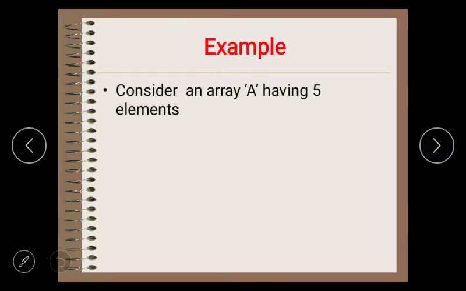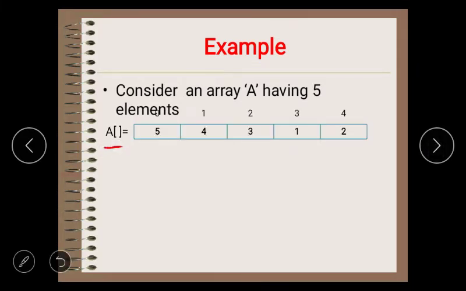Consider an array which has 5 elements. This is the array A, which has the 5 elements 5, 4, 3, 1, 2 with the index values 0 to 4. As we know, the index range starts from 0 to n minus 1, where n is the number of elements present in the array. Here the number of elements is 5, so n minus 1 is 4. That is why this array has index values from 0 to 4.